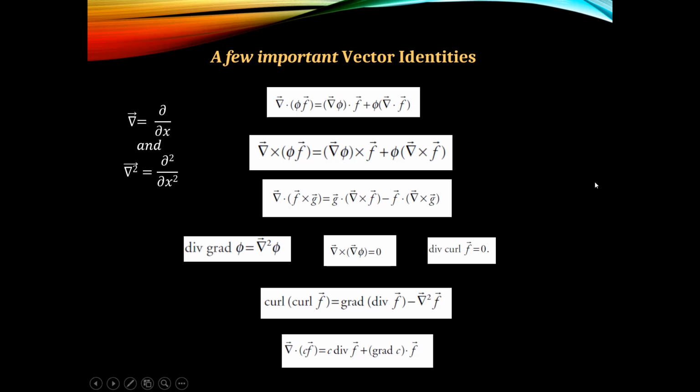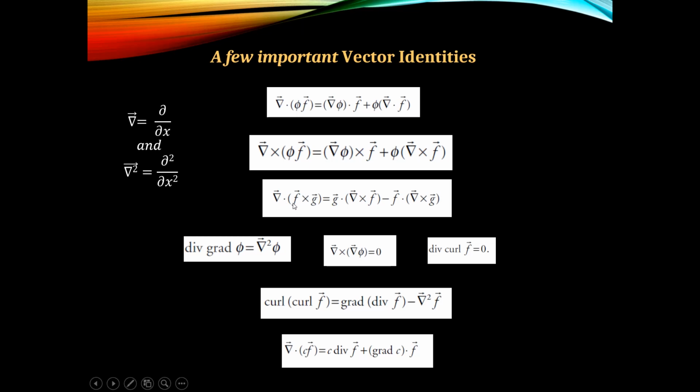So let's see some important vector identities which we will need. So we have del dot scalar function phi times vector function f, that is basically we are taking a divergence of a product of scalar and vector functions. So we get gradient of phi dot f plus phi times divergence of f. Next we have curl of the same product, scalar function and vector function. So we get gradient of phi, its curl with the vector function f, plus phi times the curl of the vector function f.